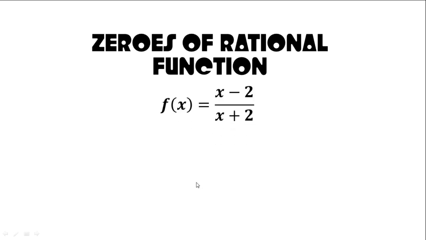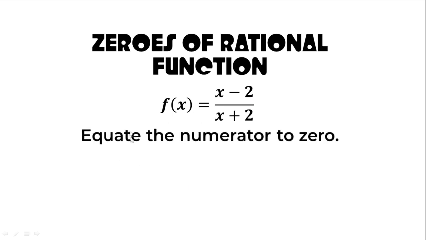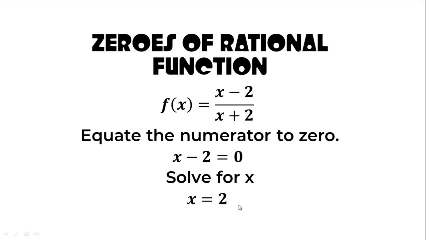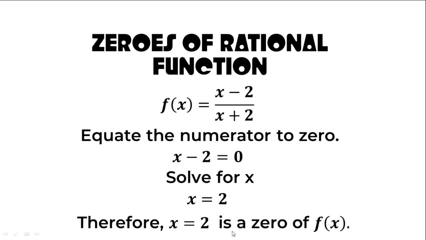Okay, meron tayo example ng rational function which is f of x is equal to x minus 2 all over x plus 2. And we are going to equate the numerator to 0. Kung kanina ay denominator yung ini-equate natin sa 0, dito naman sa pagkuha ng zeros of rational function, magpo-focus naman tayo sa numerator. And the numerator in this rational function is x minus 2. So, i-equate natin siya sa 0, magiging siyang x minus 2 is equal to 0. And we are going to solve for x. So magiging siyang x is equal to 2. Therefore, x is equal to 2 is a 0 of f of x.